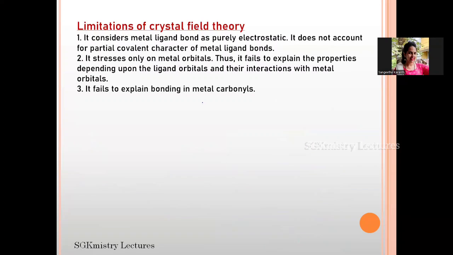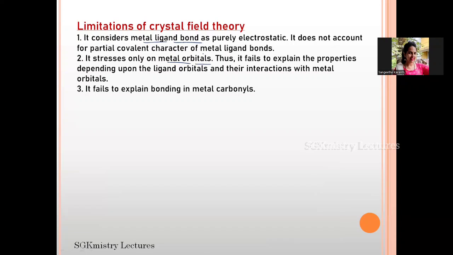Right. So this is about crystal field splitting as well as crystal field theory. Now, what are the limitations? Of course, every theory will have its own limitations. Let us talk about the limitations of crystal field theory. Although it explains so many different concepts, it still could not explain a few things. First of all, it considers the metal and ligand bond as purely electrostatic, but it could not explain the partial covalent character that is present. And it only explains the metal orbitals, what happens during the splitting in the octahedral and tetrahedral fields, how the d orbitals in the metals will split.